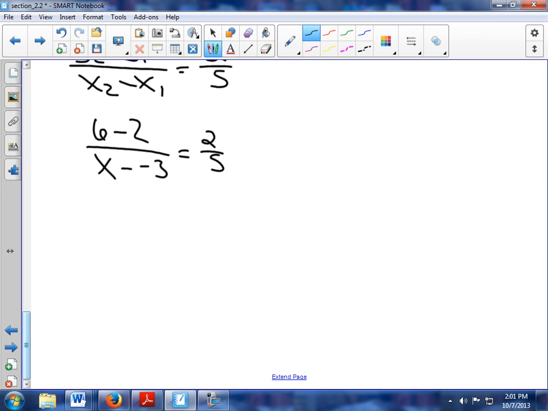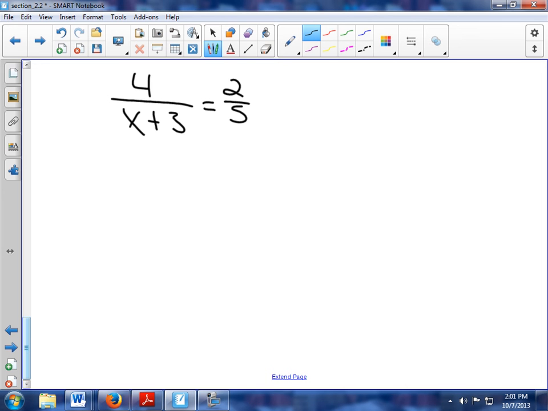Now I'm going to simplify. 6 minus 2 is 4. This becomes x plus 3 equals 2/5. Now there's a couple ways to do this at this point. The easiest way is just to cross multiply, because you have two ratios with an equal in between called a proportion, so you can cross multiply.